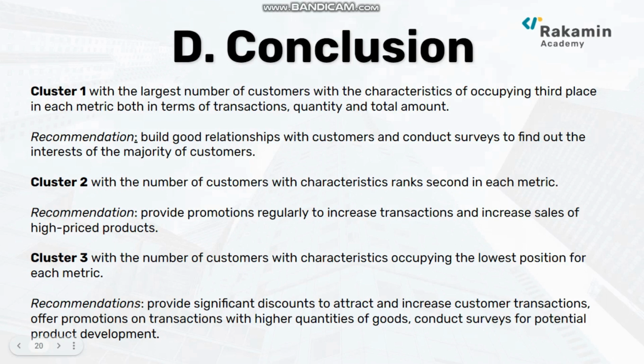The recommendation is to provide promotions regularly to increase transactions and increase sales of high-priced products. The third cluster, with customers having characteristics occupying the lowest position for each metric, the recommendation is to provide significant discounts to attract and increase customer transactions, offer promotions on transactions with higher quantities of goods, and conduct surveys for potential product development.